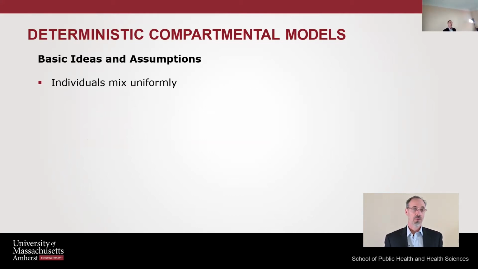Individuals mix uniformly. These are basic assumptions. You can get more complex with a model and relax these assumptions a bit. But the idea here is that every individual has the same probability of encountering any other individual. So, when we're looking in class, for example, all of us have the same probability of encountering one another and thus possibly transmitting disease.